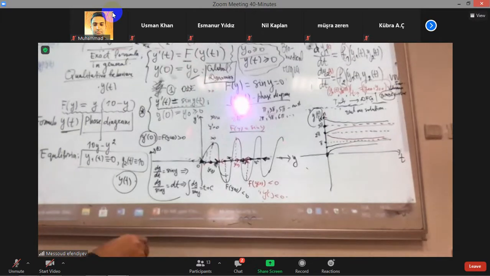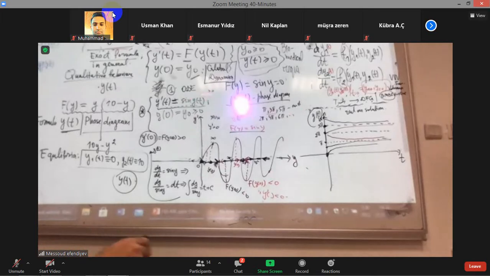Such a nice 1D case cannot easily be extended to a 2D dynamical system, the two-dimensional ordinary differential equation. Why? Because if we try the same procedure here, we have to take y1, y2 instead of y, and then the derivatives y1 prime, y2 prime. It will be all four dimensional, and our geometrical intuition cannot help us.